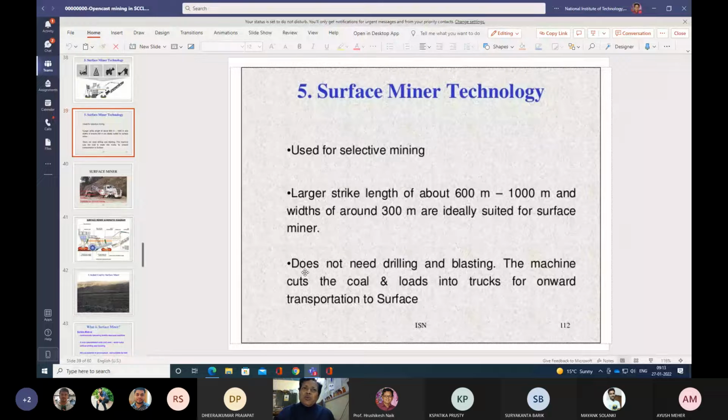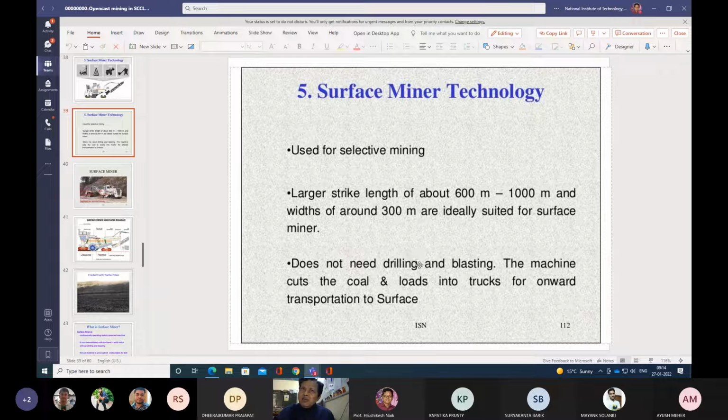And as I have told, surface miner technology does not need drilling and blasting. You don't have to go for drilling. You don't have to go for blasting. So drilling cost will not be there, blasting cost will not be there. If you go for drilling, a lot of dust is generated. So that problem is also eliminated.